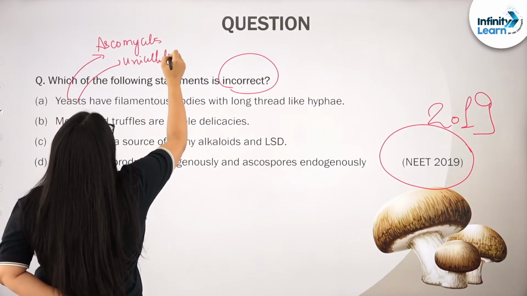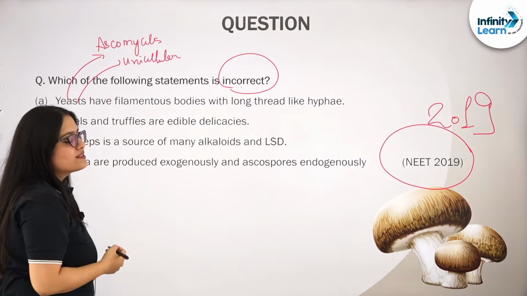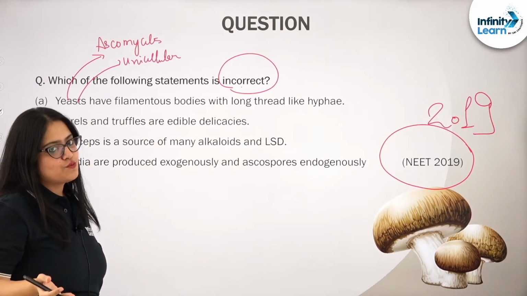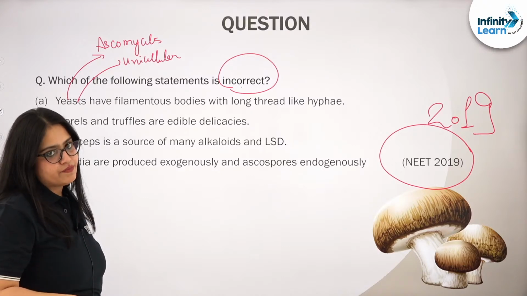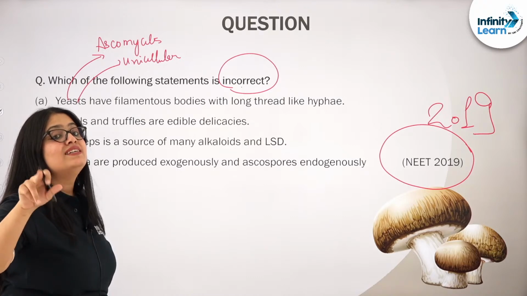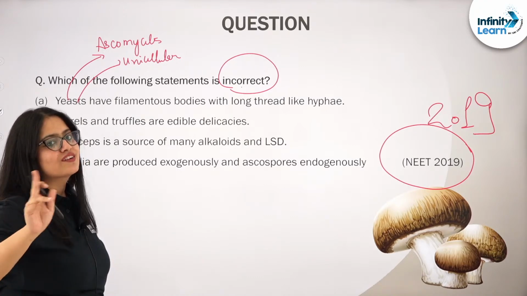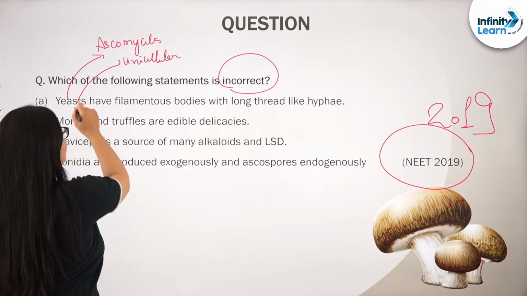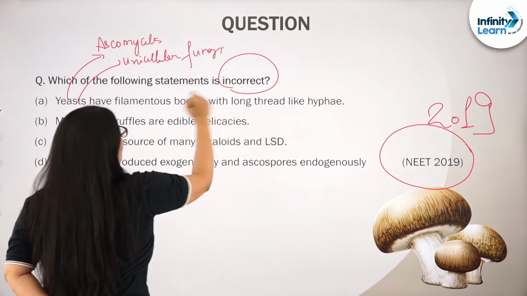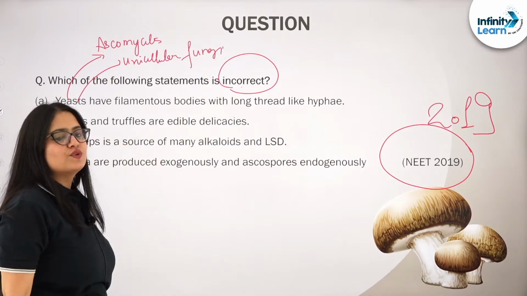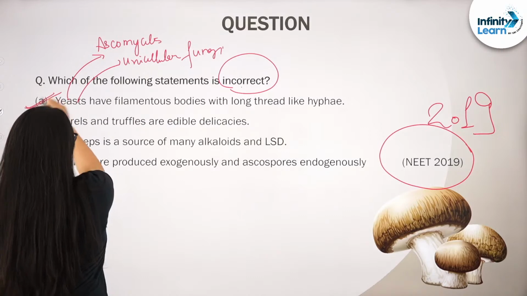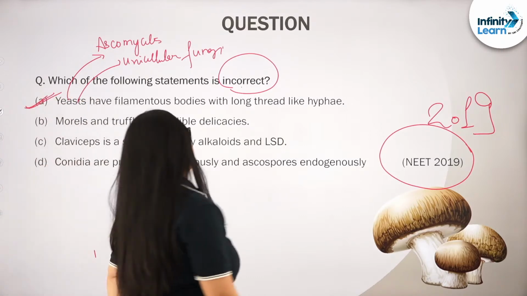So my kids, when an organism like yeast is unicellular, that means it cannot possess a filamentous body or hyphae. The presence of hyphae or filamentous body is a character of multicellular fungi, not the unicellular. So yeast is a unicellular fungus, and hence this one is the wrong option, and that is what was asked. So you were supposed to choose the incorrect option. This one is incorrect, but let us read out the right ones also.